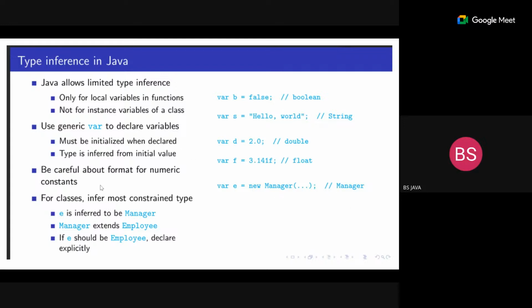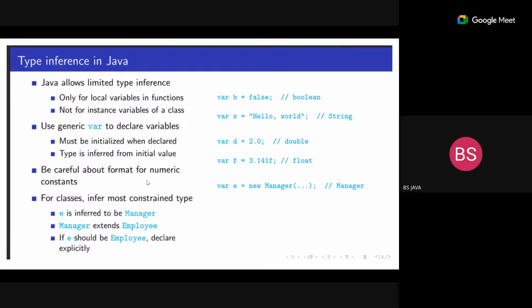So it does type inference for the local variables of a function. In order to do the type inference, we have to use the var keyword to declare variables, and they must be initialized when declared. We should initialize them. The type is inferred from the initial value.